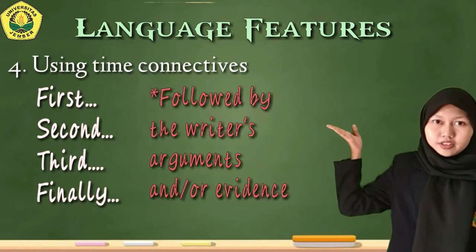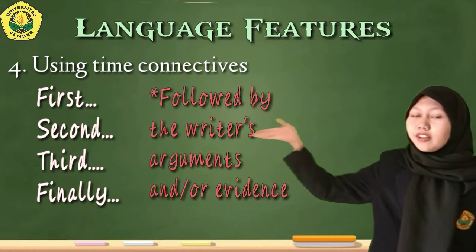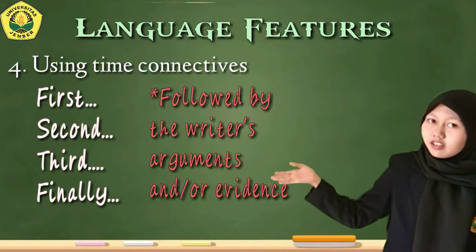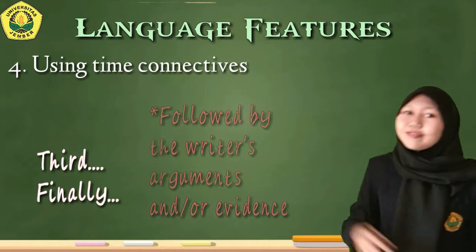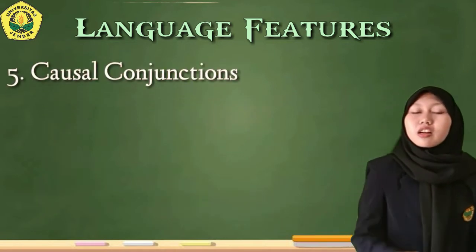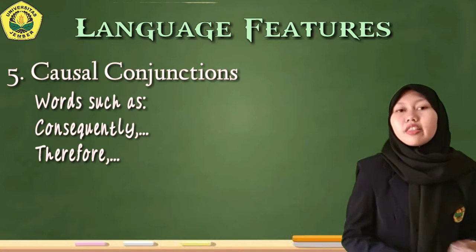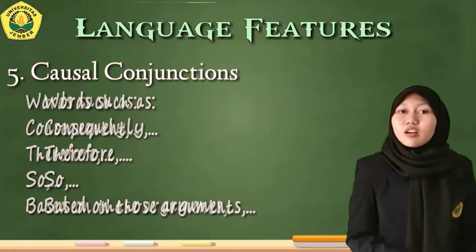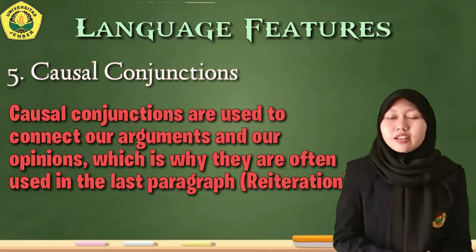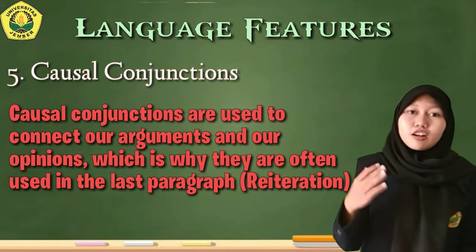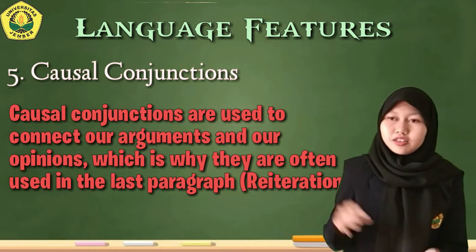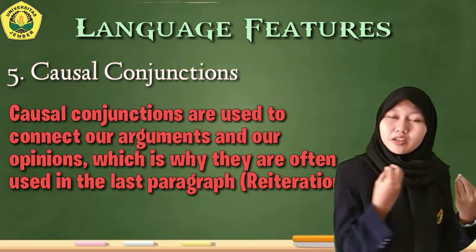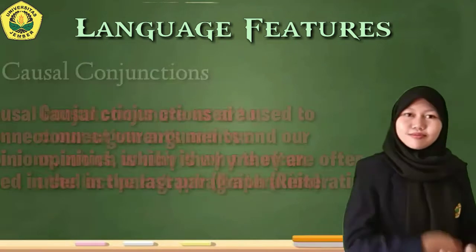You can use time connectives like this. First, and then you provide the first evidence. Second, then you provide the second argument or evidence. Third, you provide the third argument, the third evidence, and so forth until finally. Causal conjunctions are words such as consequently, therefore, so, and based on those arguments. Causal conjunction is used to connect our arguments and our opinion. Causal conjunctions are typically used in the last paragraph or in the reiteration because once again we are connecting our arguments and our opinions.